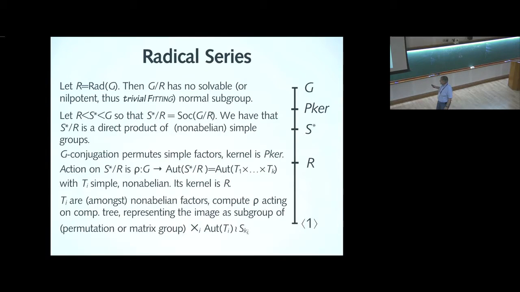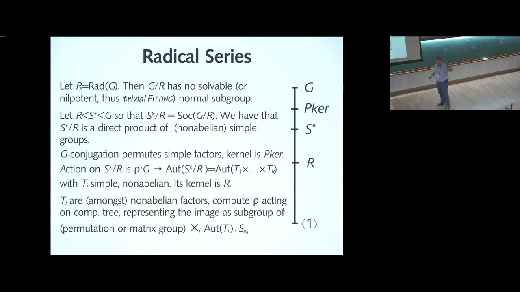The action on the socle is permuting the simple socle factors. P car is the kernel of this permutation action, and I actually get a homomorphism from the group G into the automorphism group of its socle. And if I have just a simple group of one type, the automorphism group of this is the automorphism group of this one simple group, wreath S, where the number of factors gives the degree. These are groups I can represent nicely. So, this factor group, modulo the radical, has a nice representation.